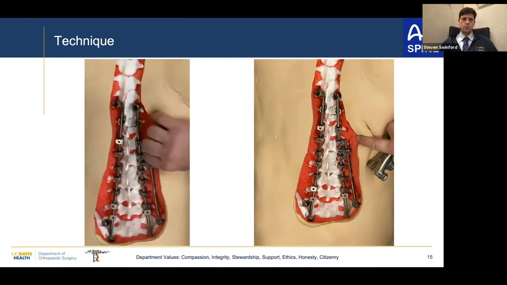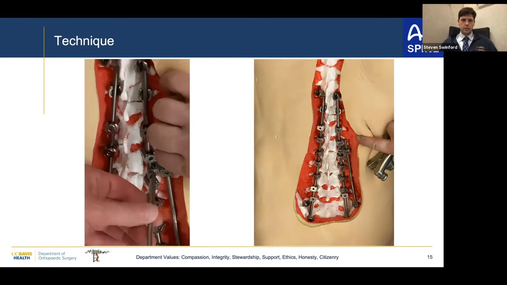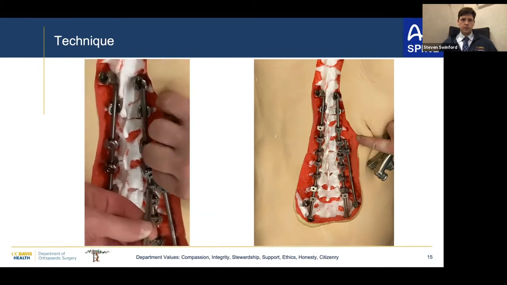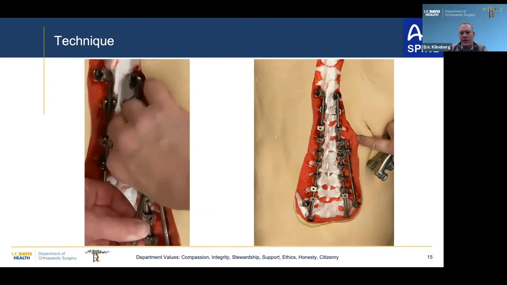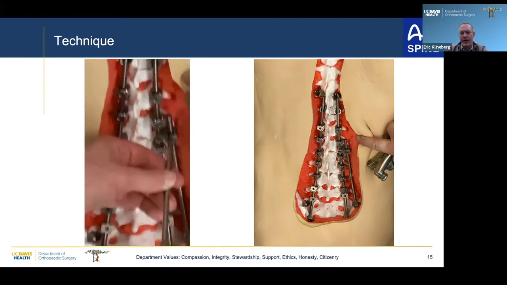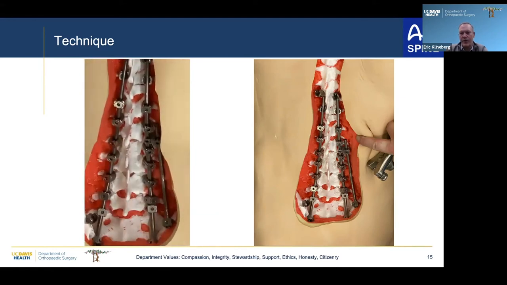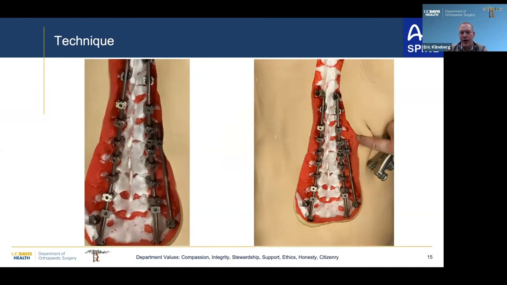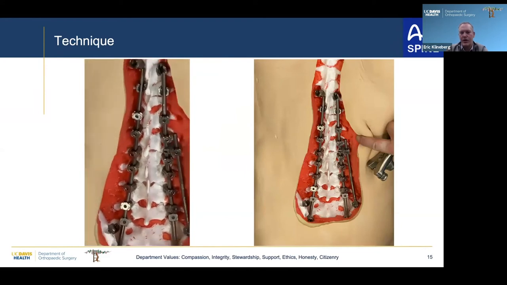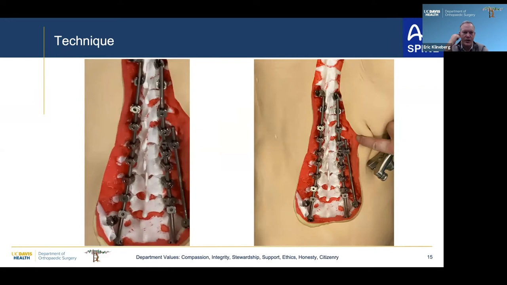So lock it into the iliac bolt, loosen this little connector, it slides right on, and you can tighten it in place. The other nice thing is if you have a complex three-dimensional deformity with both coronal and sagittal plane problems, then you can use the tip of that. You can see that rod is still hanging out the top.